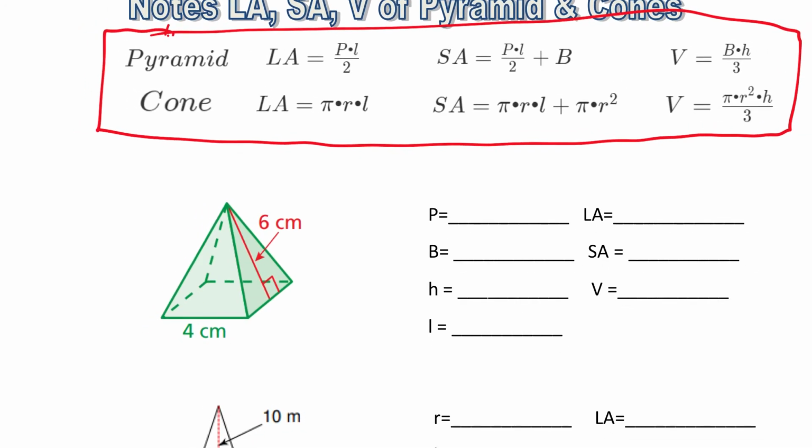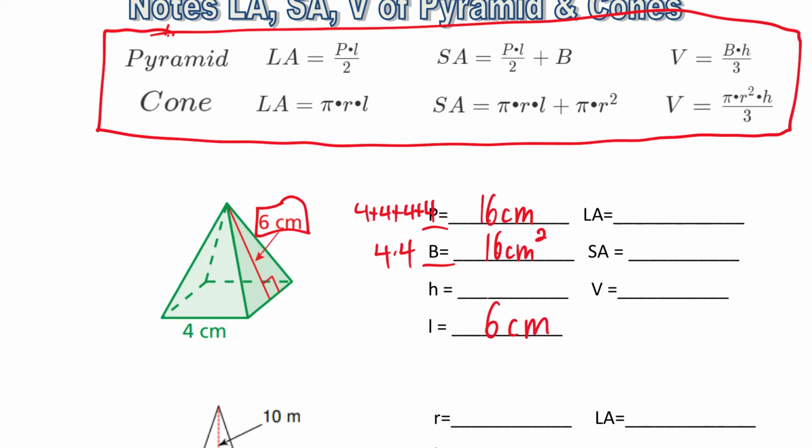On the first one right here, what's the perimeter of the base of this pyramid? 16. It's 4 plus 4 plus 4 plus 4. What's the area of the base? It's 4 times 4, and it's 16 square centimeters. Now we want to find the height because the 6 is what? The 6 is the slant height, so I'm going to go ahead and put that here. We know the slant height is 6.